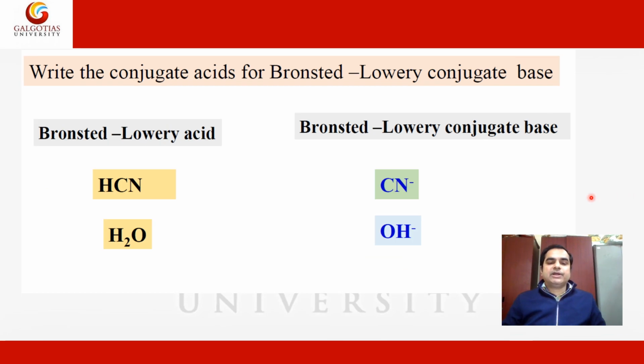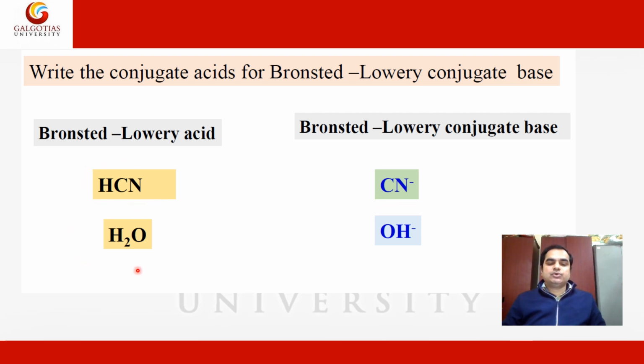Now write the conjugate bases for these Brønsted-Lowry acids. We know that according to the Brønsted-Lowry definition, acids are substances that can donate an H plus ion to other species. In this case, this is hydrogen cyanide, HCN. If it donates the H plus ion to another species, it forms the cyanide ion. So this cyanide ion will be the Brønsted-Lowry conjugate base for this HCN molecule.